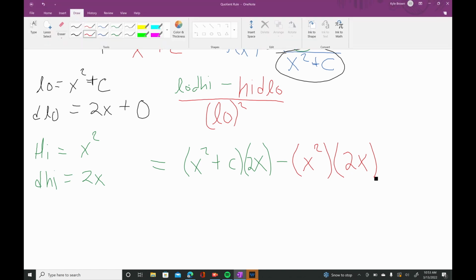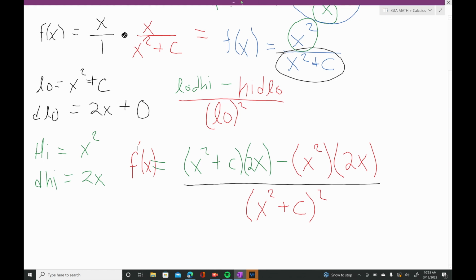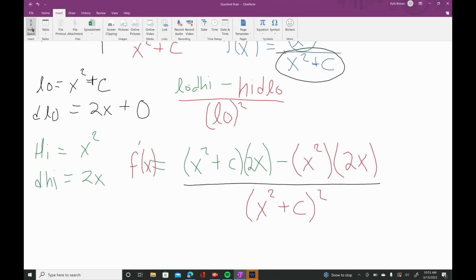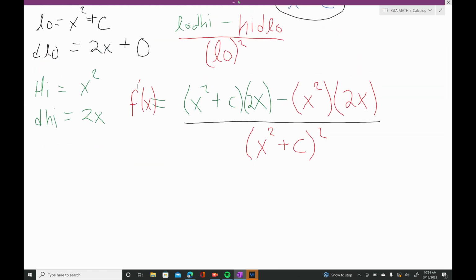We don't need to add in the plus 0. We're in calculus. And we're going to cover that up. There we go. And then I'm going to just fill in the low squared. So our low function is x squared plus c squared. And we took the derivative, so we're actually going to put this in now. F prime of x. I got to add more space, but we're going to get it right this time. Perfect.